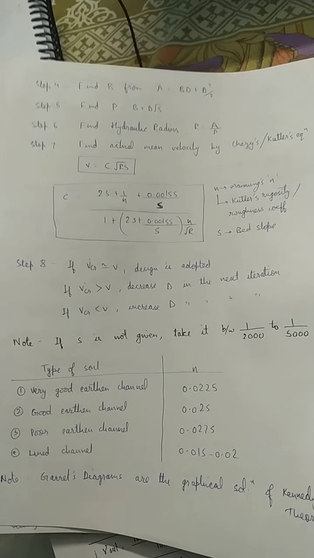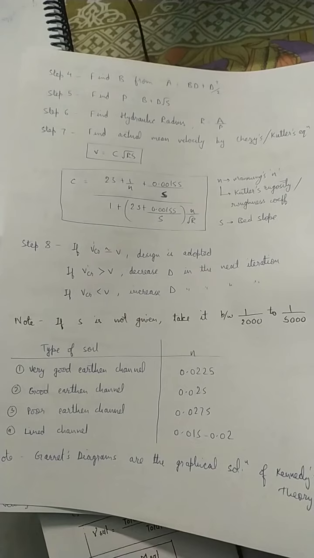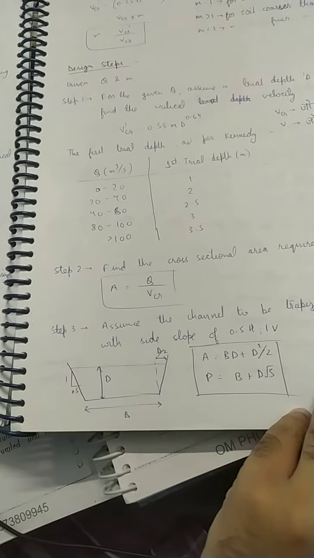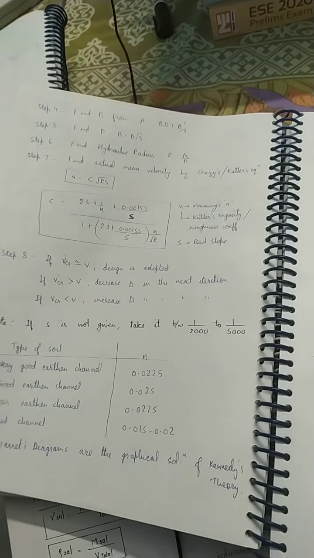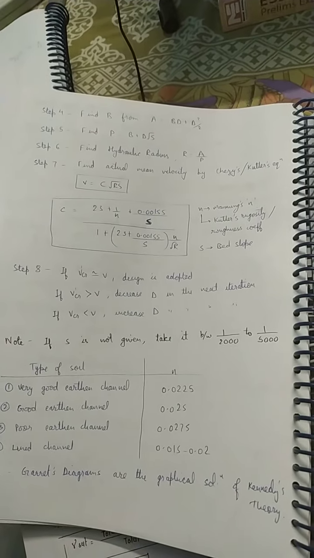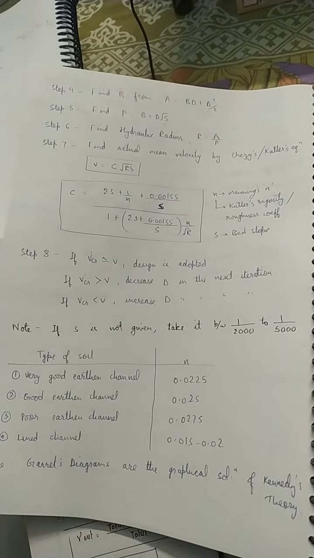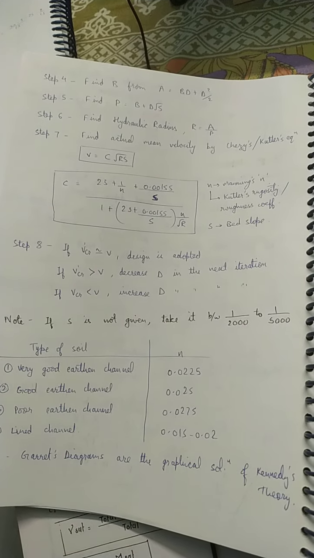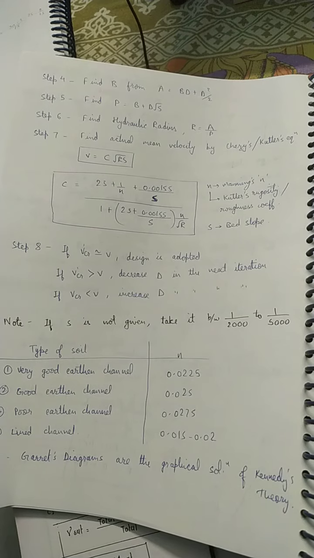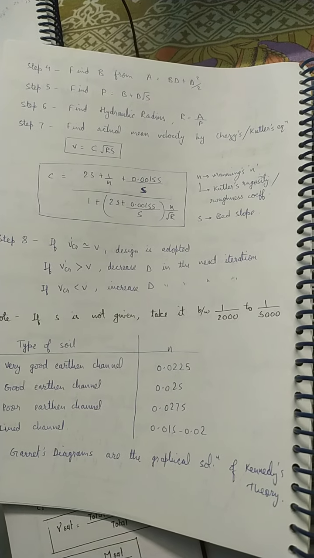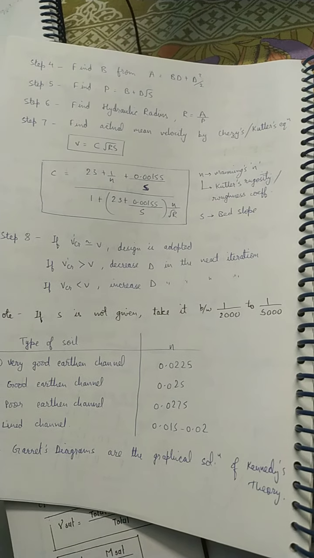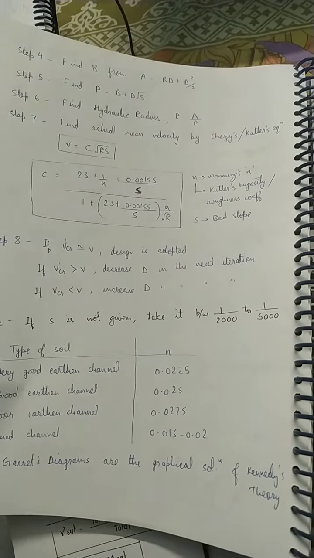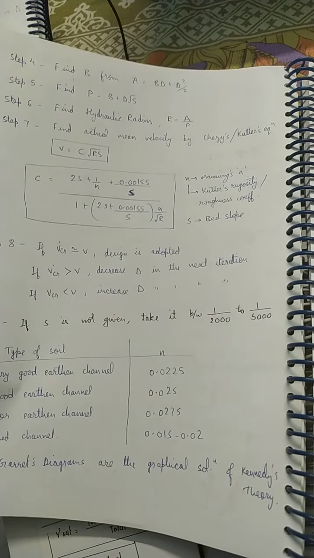Moving on, step 4 is to find B. You have already gotten the area from step 3, and you have D from step 1, so find the base width B from A is equal to BD plus D square by 2. Once you have B and D, you can find P, where P is equal to B plus D root 5. Then find the hydraulic radius, R is equal to A by P.